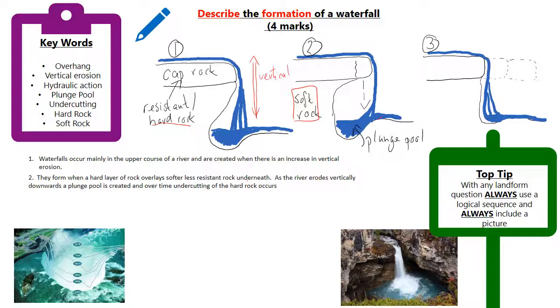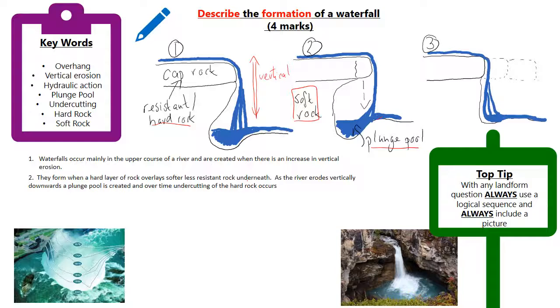As the river erodes vertically down, a plunge pool is created. And again, trying to describe where a plunge pool is or what it looks like without a diagram is really difficult. But I've drawn it on to diagram 2, which makes it really clear for the examiner to see.